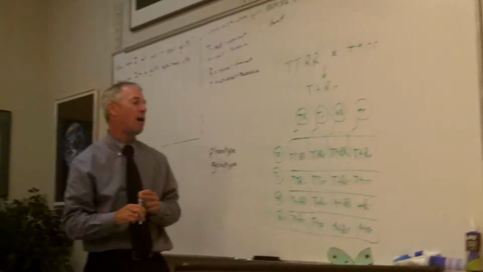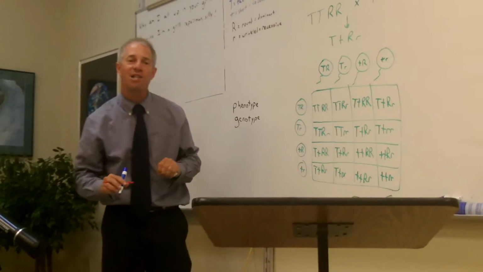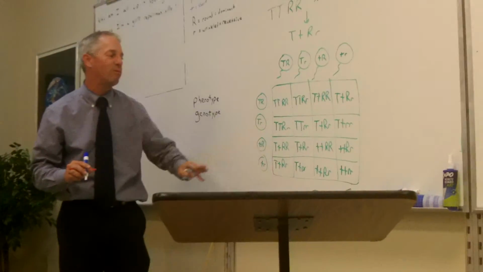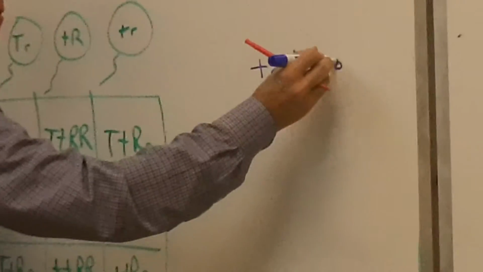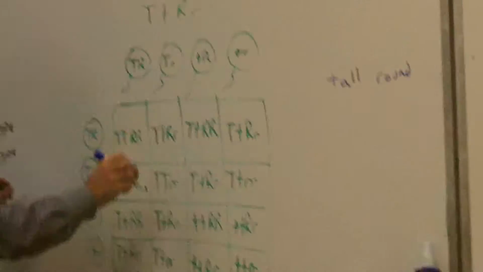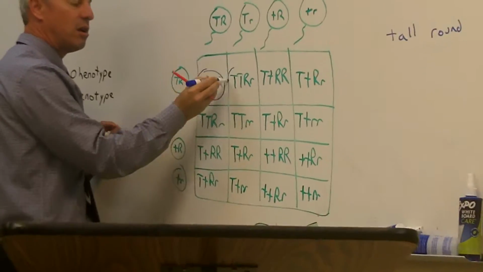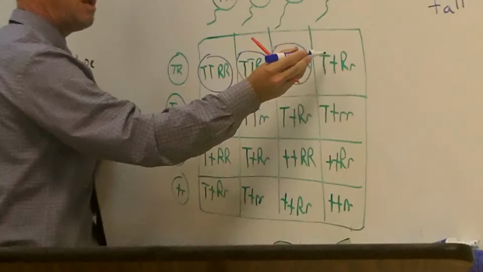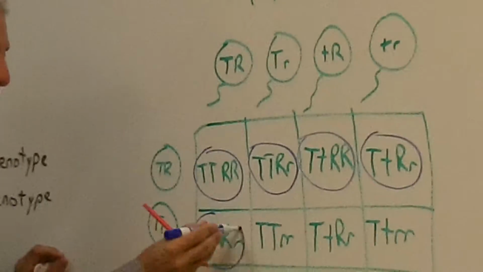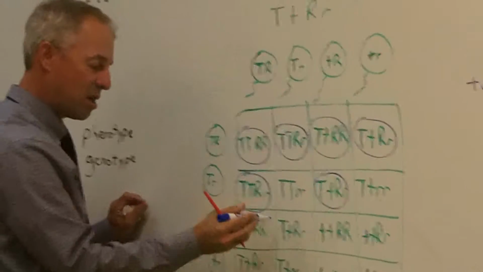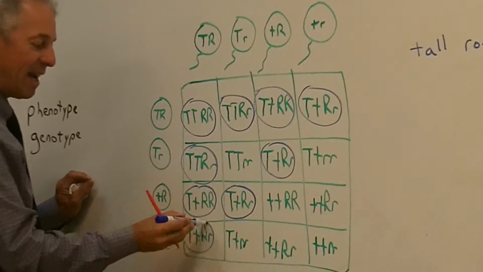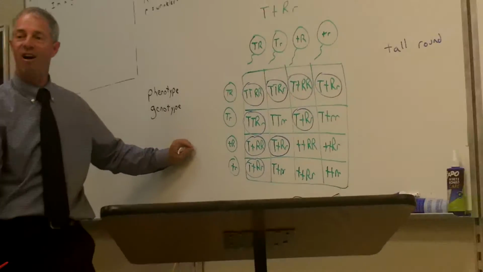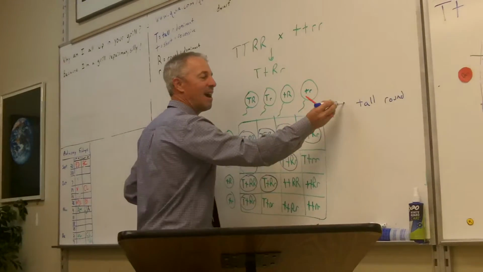Okay. Let's count up the phenotypes. There are 4 different possible phenotypes. Let's count up what the ratio would be. Let's start with tall round. Let's count how many of the 16 are tall round. 1, 2, 3, 4, 5, 6, 7, 8, 9. Y'all see that all those are tall round? 9 tall round.